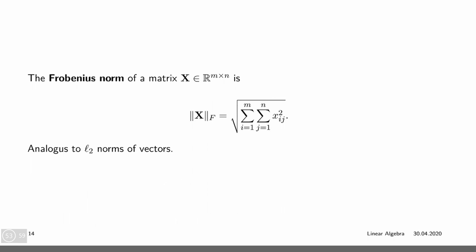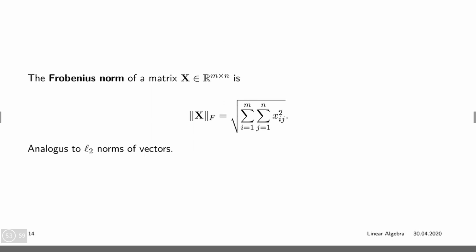Now, in principle, we can also define norms on matrices. In fact, you can define vector spaces where the vectors are matrices. So vectors don't actually have to be just vectors of n numbers in R to the n, but there are other vector spaces. One such norm would be the Frobenius norm.